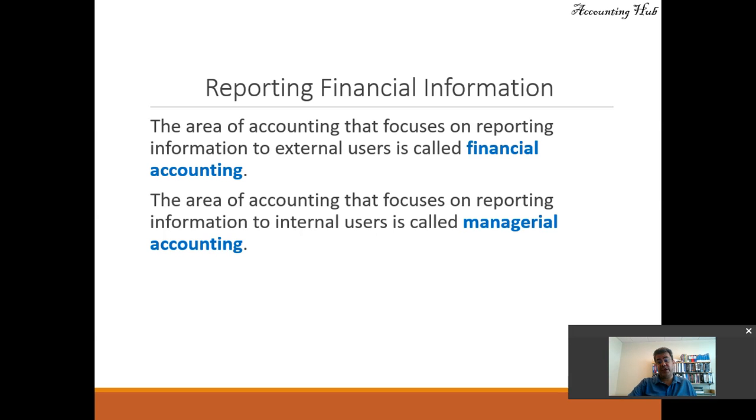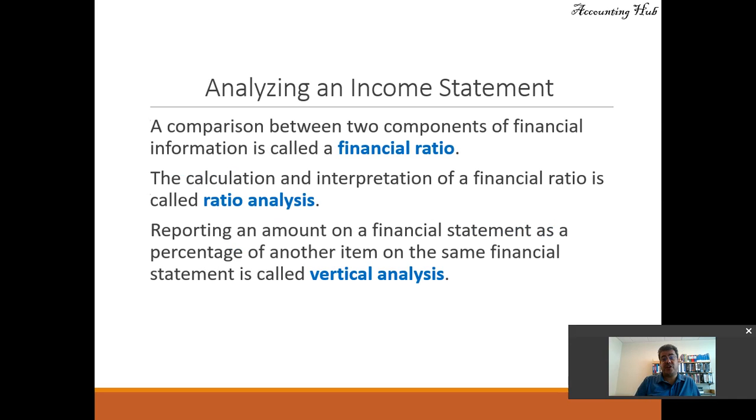And when we finish our financial statements, especially the income statement, we will analyze it, because a comparison between two components of financial information is called a financial ratio. And we will be working with one financial ratio, what we call ratio analysis, that is the calculation and interpretation of a financial ratio. And reporting an amount of a financial statement as a percentage of another item on the same financial statement is called vertical analysis. Very useful for income statement. So we will be working with a ratio that is also a vertical analysis. So let's go to our Excel file.